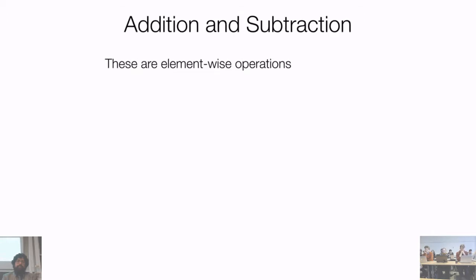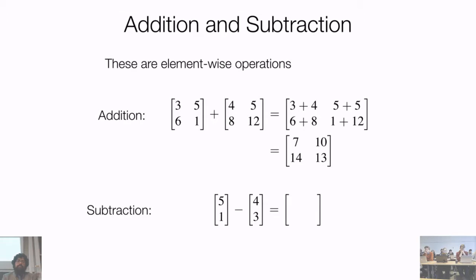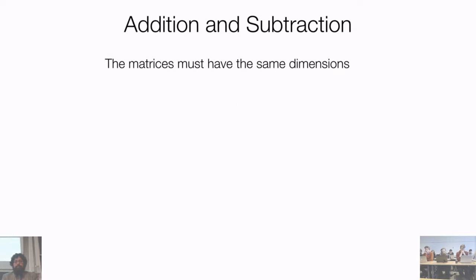Next, let's talk about addition and subtraction of matrices and vectors. These are element-wise operations. For example, adding these 2 by 2 matrices, the first entry just equals 3 plus 4, which corresponds to the first entries in each of these matrices. The second one is 6 plus 8, and so on. Subtraction is the same, and here in the context of 2 vectors, to get the first entry, we just subtract 5 minus 4, and to get the second entry, we subtract 1 minus 3.